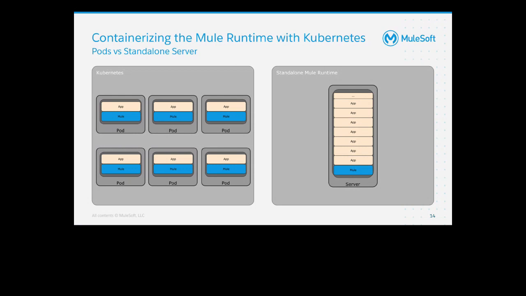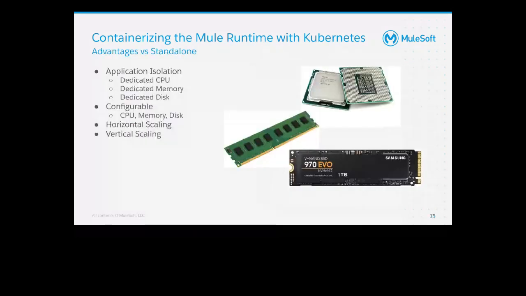So that's a big difference. Basically, that means that in the Kubernetes environment, you're running a Mule runtime for each application. So what are the advantages? The advantages of using containerized Mule over a standalone environment are, first of all, application isolation. That means that you get dedicated CPU, dedicated memory, and dedicated disk space for each application.